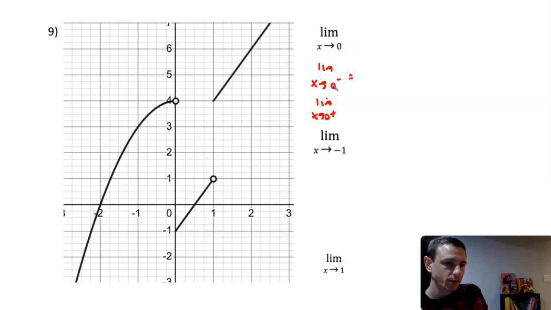So what's happening as x approaches 0 from the left? Here is the x value of 0. What is happening as we come from the left? We want to travel along the graph until we get to the x value of 0 coming from the left, and it looks like we're approaching 4.